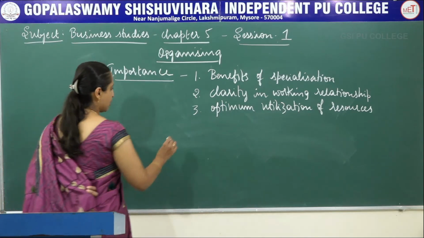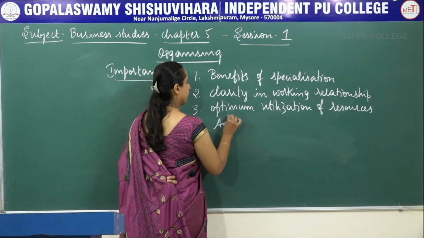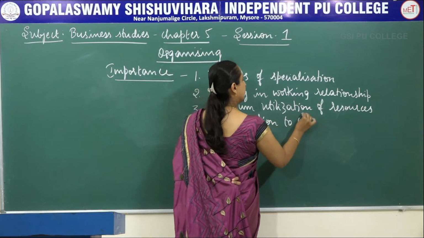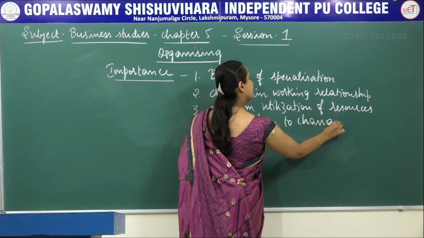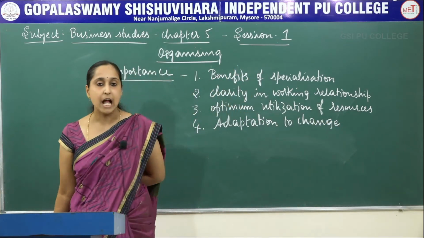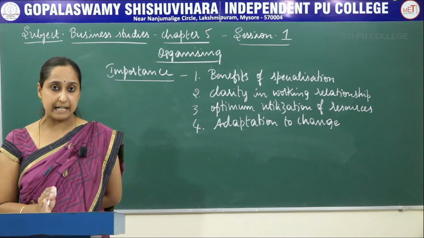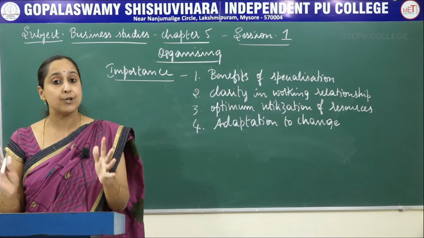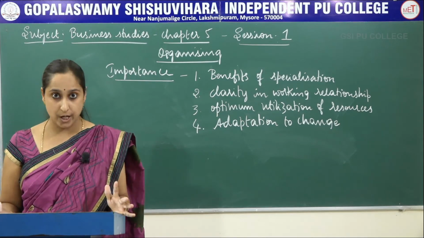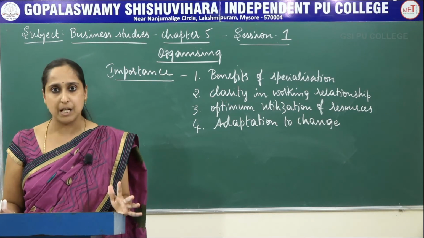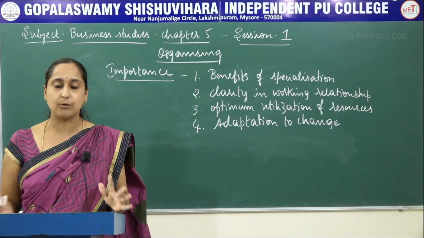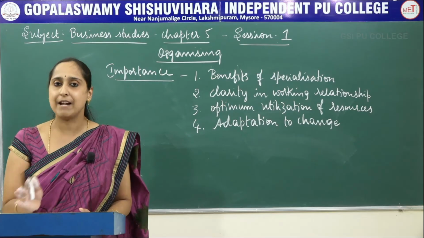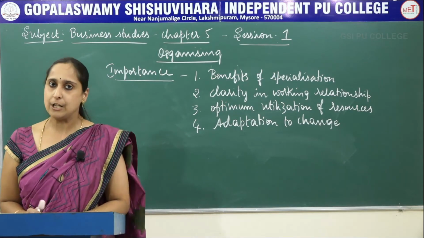Next one is adaptation to change. As you know, business environment keeps on changing and it affects the business very badly. So the organization structure is created in such a way that it can change according to the situation. Organization structure is flexible, so they can adapt to change. They can easily change the organization structure. So that is adaptation to change.